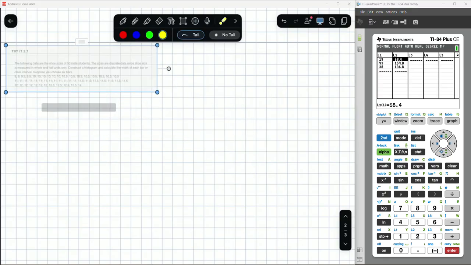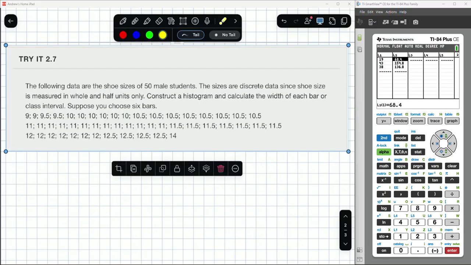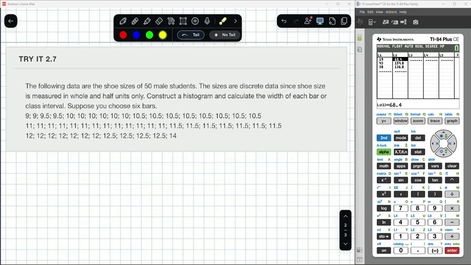So in this example, we have data from 50 male students. Sizes are discrete since shoe sizes are measured in whole numbers and half units only. Construct a histogram, calculate the width of each bar or class interval. Suppose you choose 6 bars. So in this case, they're telling us we want to draw a histogram for this data set that goes from 9 to 14. And we want to choose 6 bars.